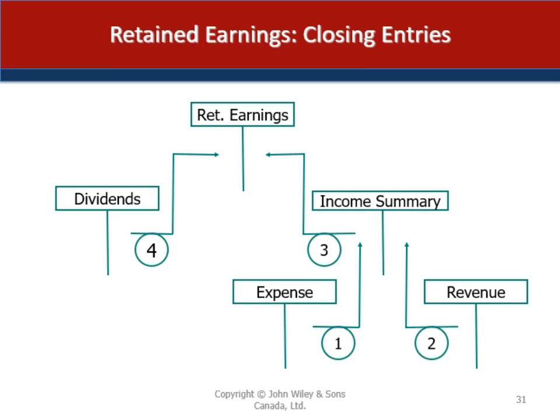The first entry is to reduce all of the expenses. They have a debit balance, so we require a credit to decrease them, and it would be a debit to the income summary. Revenue would need a debit to bring it down to zero, and the income summary entry then would be a credit. And then when we summarize the two, if the revenues are greater than the expenses, your income summary would have a credit balance. We would debit the income summary to bring it down to zero and put the balancing entry into retained earnings as an increase. So that's how the T accounts would work.